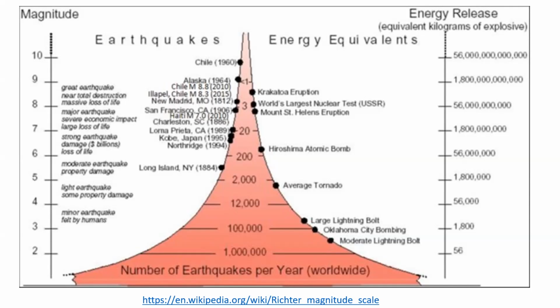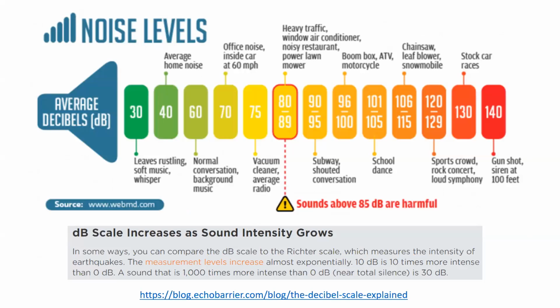Anybody know any other logarithmic scales? Decibels for sound. Excellent. And in fact, that is the very next slide, the decibels for sound. So your 30 is your soft rustling, going up to normal conversation around 60. Some of my colleagues are probably more like 75, vacuum cleaner, going all the way up to a siren at 100 feet.